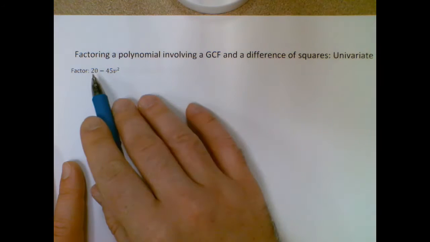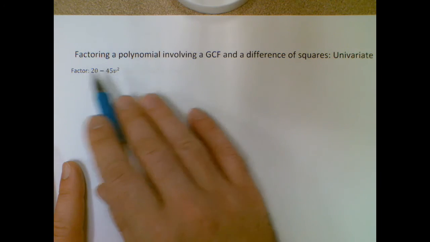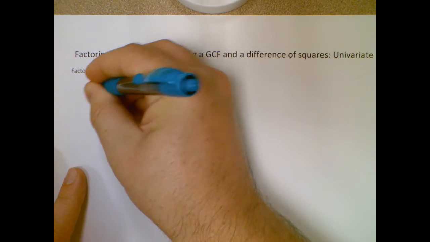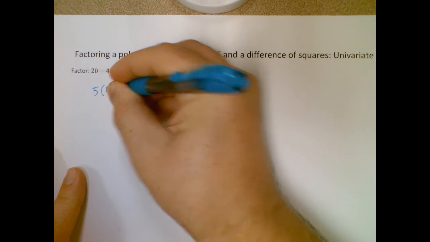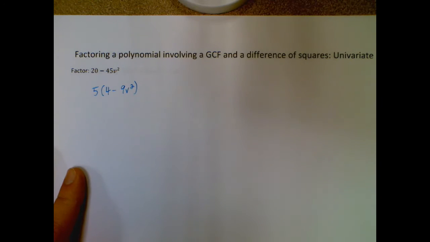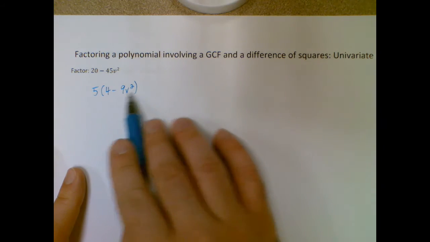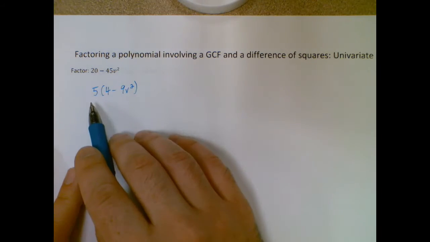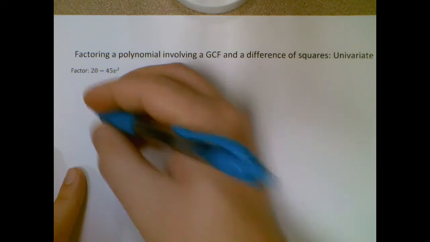So what I'm going to do is try and pull out the greatest common factor, which in this case is 5. So I'm going to pull a 5 out, which leaves me with 4 minus 9v squared. And then inside my parentheses there, I now have a difference of squares because 4, 9, and v squared are all perfect squares, so everything in there is. This 5 is just going to kind of get brought along.